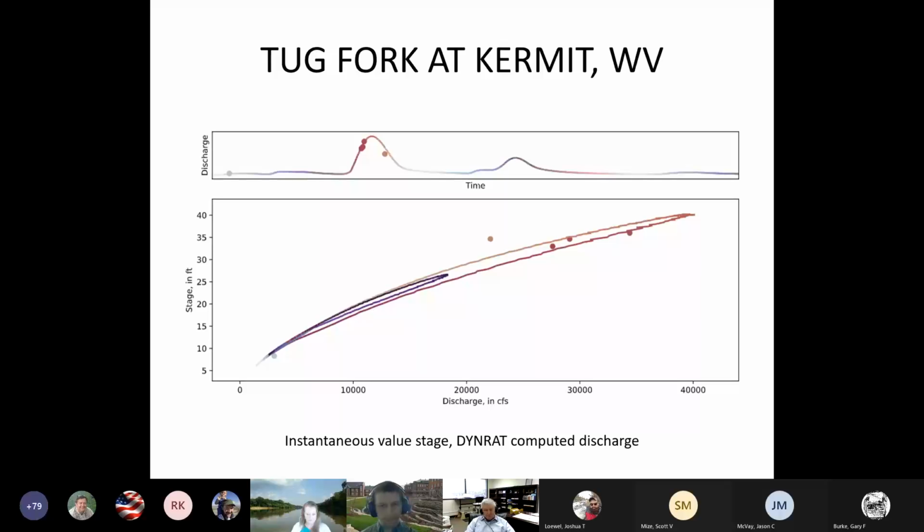Next slide, please. So Tug Fork at Kermit, West Virginia. We have the loop in the relation here, and we have what we would expect, where the rising limb on the larger event is on the lower part of that loop, and then the falling limb is in the higher part, so there's the higher stage values. And if you notice, both events in this time period have their own distinct path around the loop. So the loop of the smaller event is within the loop of the larger event. Next slide, please.